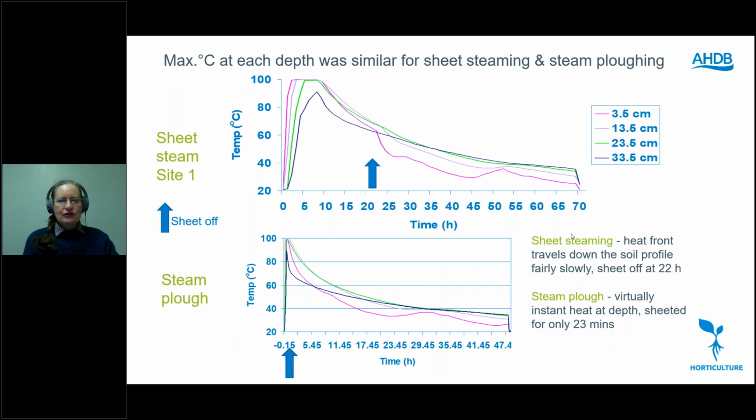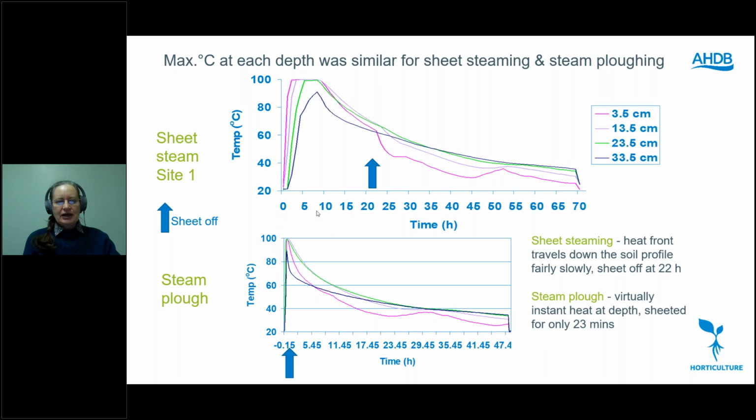But what is the comparison between sheet steaming and steam ploughing? The top graph here is the sheet steaming, and you can see there's a fairly gradual rise in temperature. At 23 or 24 centimetres, it's 4 hours before you really get to the temperature that you want. And the lower one clearly doesn't make 100, so the deeper soil isn't sterilised to a hotter temperature. With steam ploughing, the steam is injected and gets the hot temperature very, very quickly, and then it's taken off the sheet, so you get that rapid drop down.